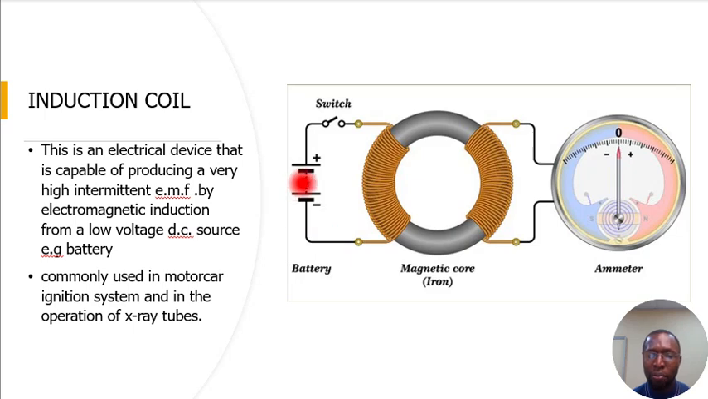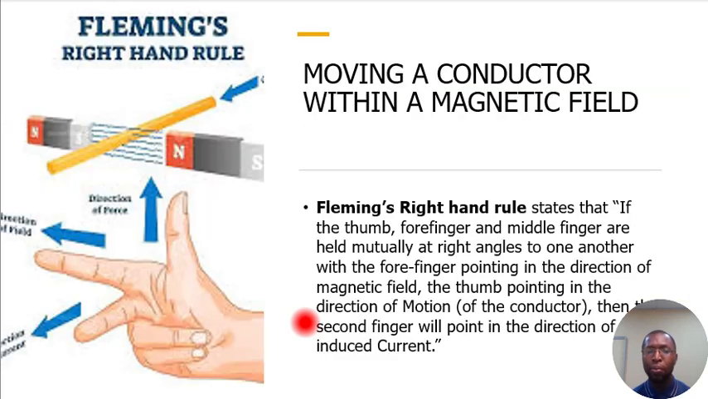One, there is a battery connected to it. The battery supplies current, and when you supply current to the coil, the coil itself generates a magnetic field, and the magnetic field is being enhanced by the magnetic core. We supply more current or voltage or EMF to the other side of the coil, and then we have a higher voltage produced.